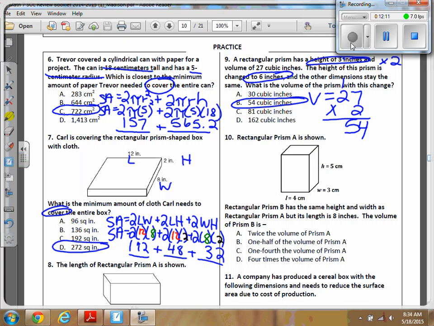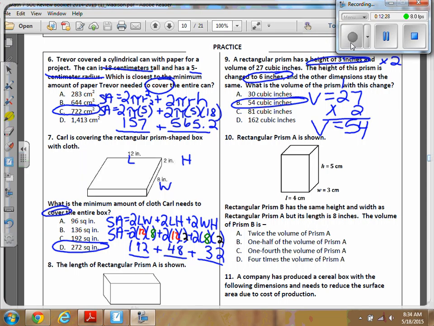Because whatever we're doing to one of those attributes, the same thing is going to happen to the volume. So if I'm multiplying my height of 3 by 2 to get a new height of 6, I'm just going to multiply my original volume by 2 to get a new volume of 54.